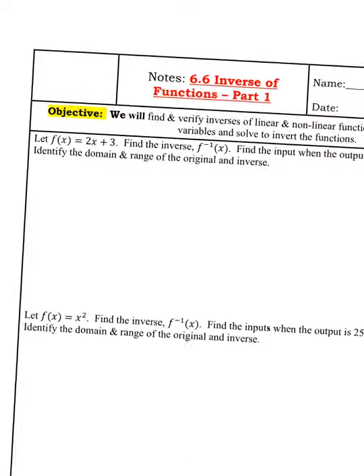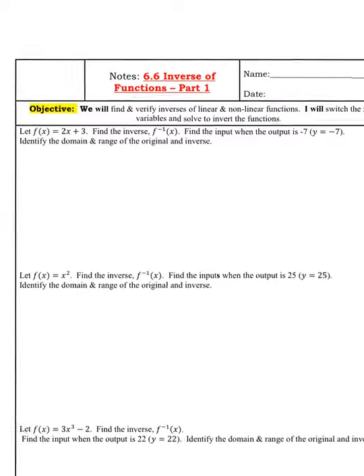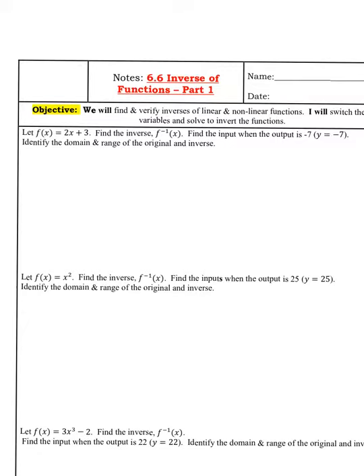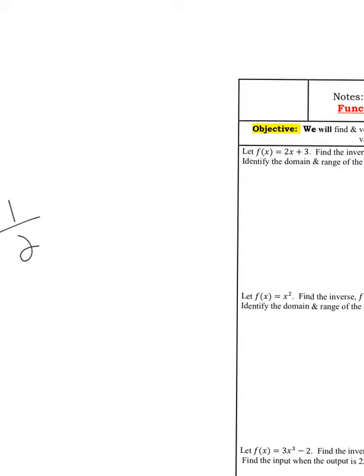Okay, so number 1 says let f of x be 2x plus 3. Find the inverse, where f is raised to the negative 1 power. So this is inverse notation for function notation. Anything raised to the negative 1 power is the inverse of that. So if I were to just write a 2, the inverse of that would be 2 to the negative 1 power, which is 1 over 2. So inverse is just flipping things, if you want to think of it like that, all right?